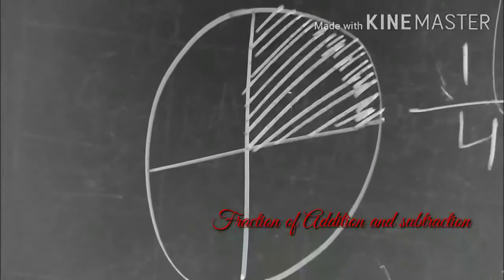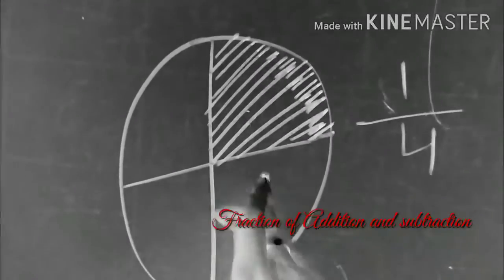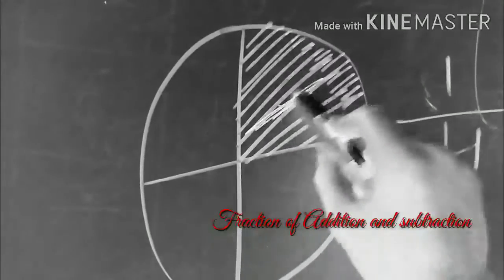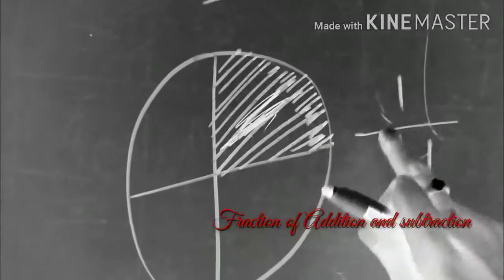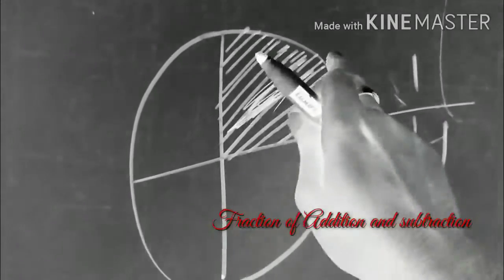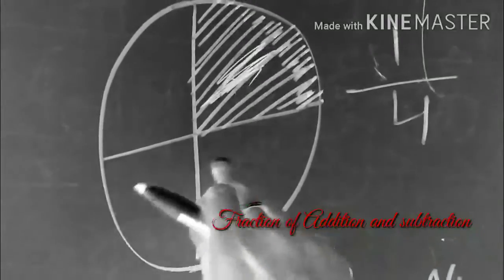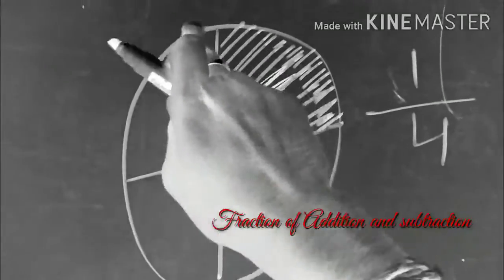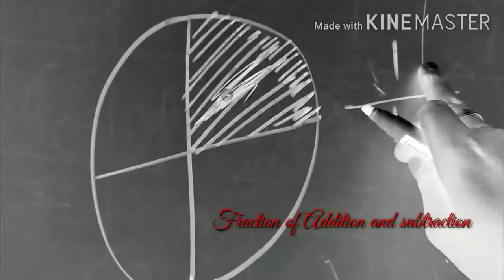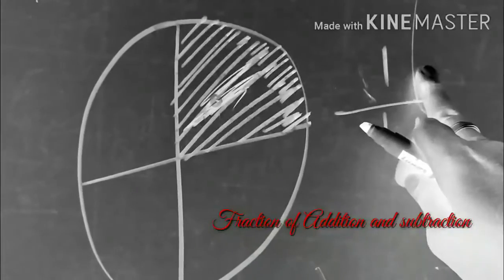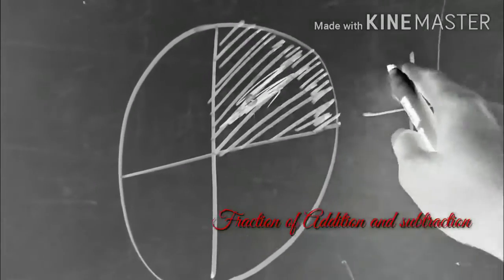Someone asks what is the fractional part of here? That means colored part and uncolored part. This is our colored part and this is uncolored part. So colored part is 1 part and uncolored part is 3 parts. But the total we have to write is here. Uncolored part is 3 and colored part 1, so we will add these together. We will call it total part. That is called denominator and numerator. The colored part is numerator and the total part is denominator. So 1 by 4. We can read as 1 by 4.